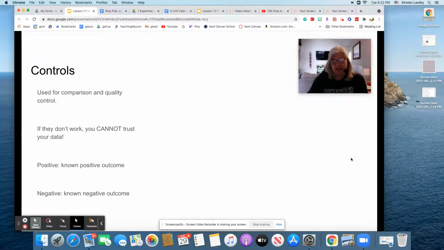The last variable I want you to know are control variables, not controlled with an ED on the end, but just control. These are used to compare the experimental group to a group that you know the outcome. So for example, we have 2 types of controls, right? We have a positive control and we have a negative control. In both cases, we know the outcome, right?